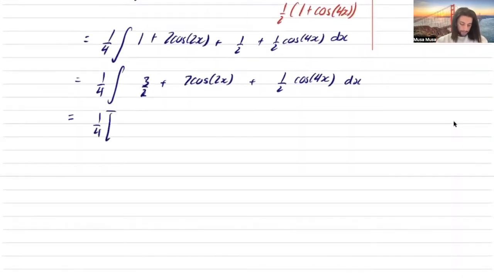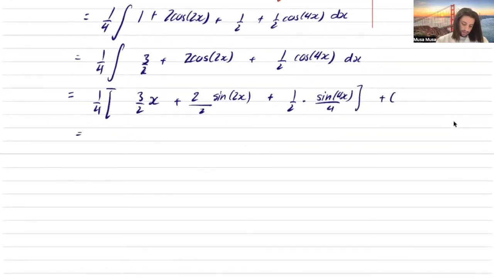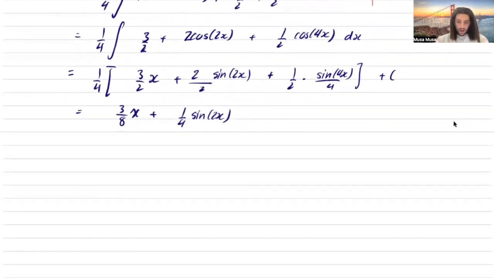So a quarter, 3 over 2 x plus, and then this is 2 cos 2x, but then the cosine goes to sine, and then I've got to divide by the derivative of the inside, and this one also goes to sine, but I've got to divide by the derivative of the inside, like that. And then this becomes 3 over 8 x plus a quarter of sine 2x, and then plus 1 on 8 sine 4x.